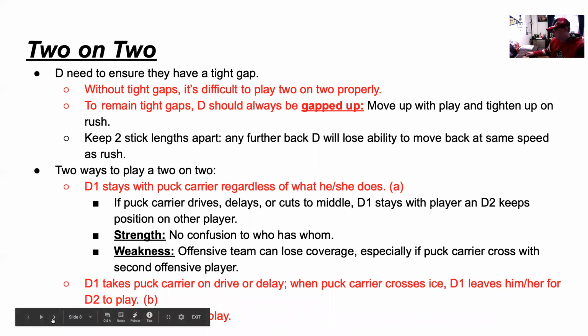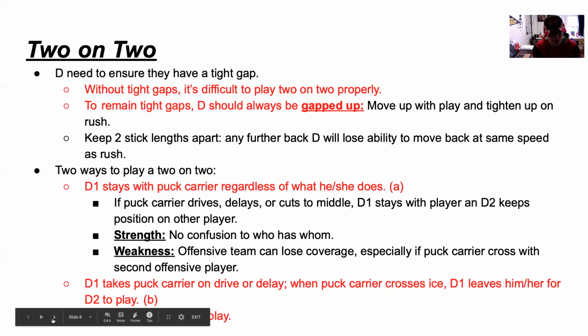And then a 2-on-2. The D need to ensure they have a tight gap. Without tight gaps, it's difficult to play a 2-on-2 properly. To maintain tight gaps, D should always be gapped up, which means move up with the play and tighten up on the rush. Keep two stick lengths apart. Any further back, D will lose the ability to move back at the same speed as the rush. And the two ways to play a 2-on-2 include, number 1, D1 stays on the puck carrier regardless of what he or she does, so that's diagram A.